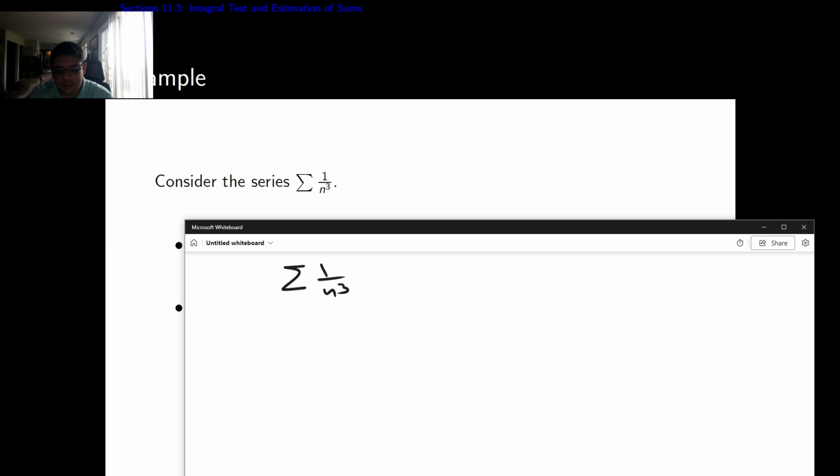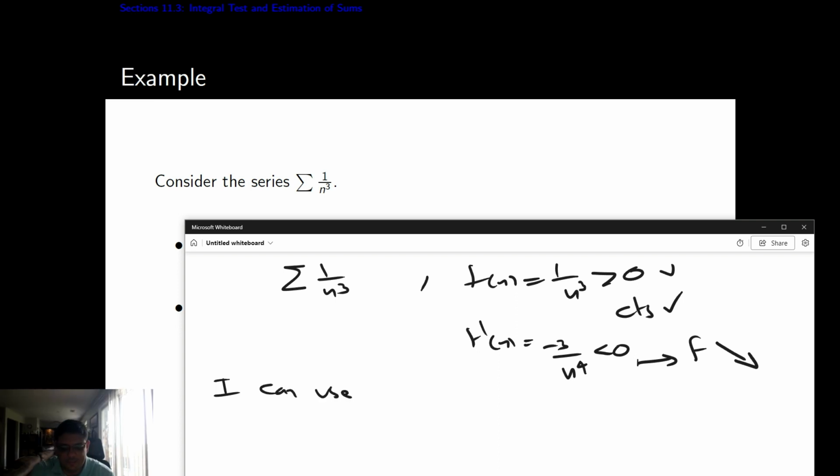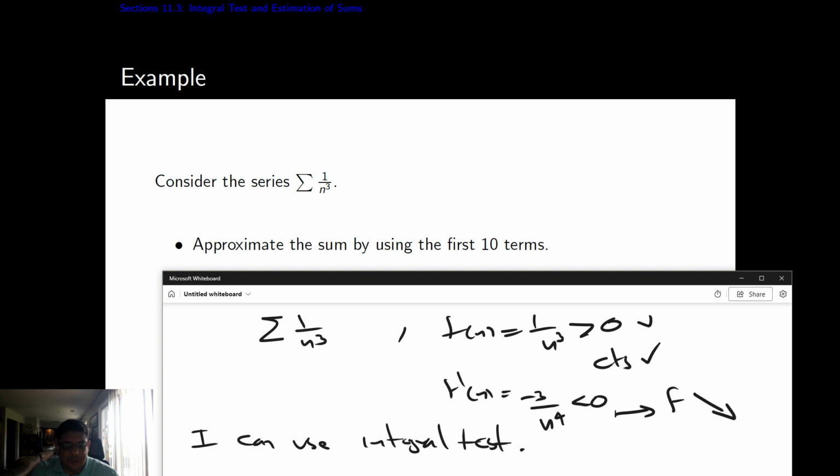Let's write it out, 1 over n cubed, and check the conditions first. f of n equals 1 over n cubed is positive and continuous, and f prime of n is minus 3 over n to the 4, which is negative all the time, so that implies f is decreasing, and so I can use the integral test. Now let's approximate the sum by using the first 10 terms.